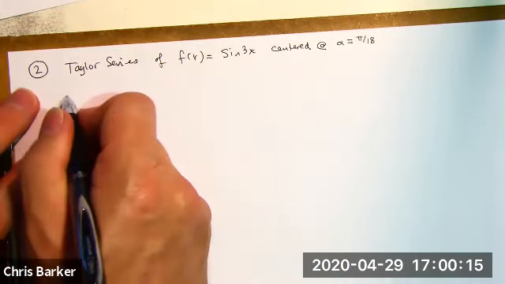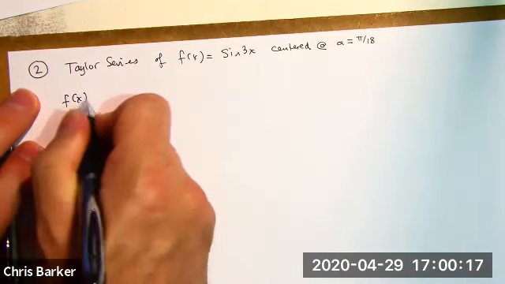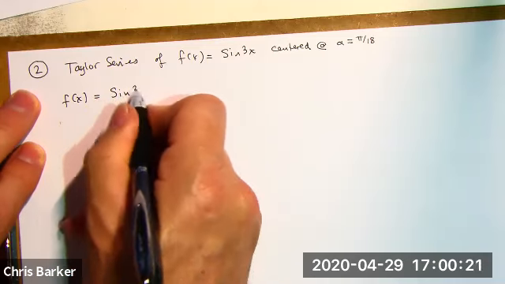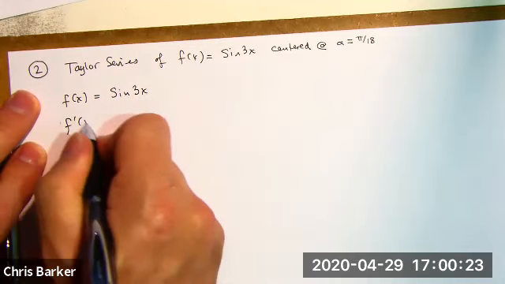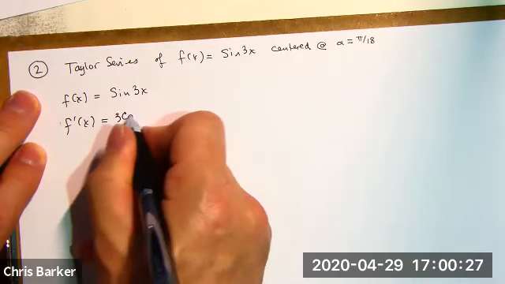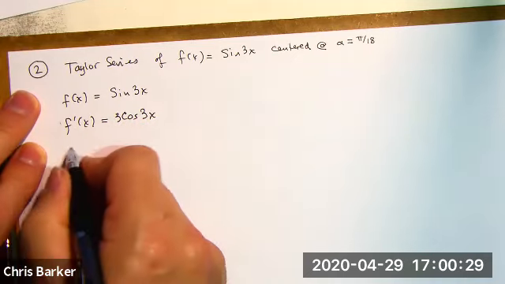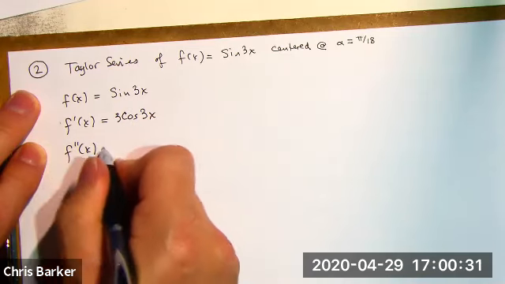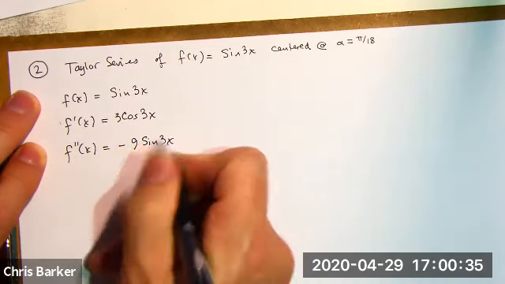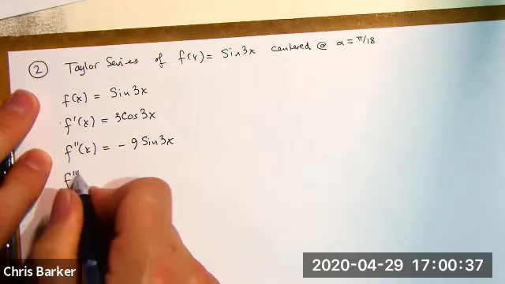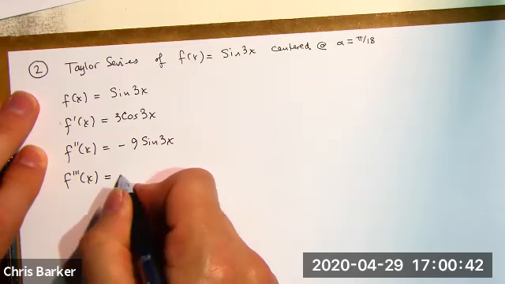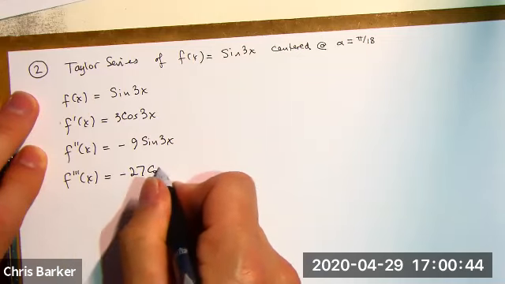So that's the function. We need it and its derivatives, and we need to evaluate them all at pi over 18. So the original function is sine of 3x. Its first derivative is 3 cosine of 3x. Its second derivative would be negative 9 sine of 3x. Its third derivative would be negative 27 cosine of 3x.